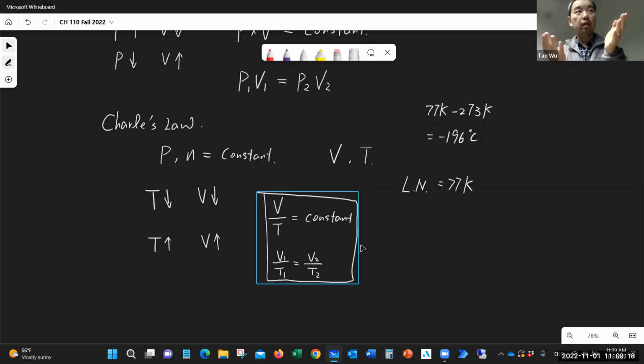I hope you can put the name and the equation together, link them together. So what is Boyle's law? What is Charles' law? What is the equation associated with each? These are the things that you need to remember. And also you can write V1 over T1 equal to V2 over T2.